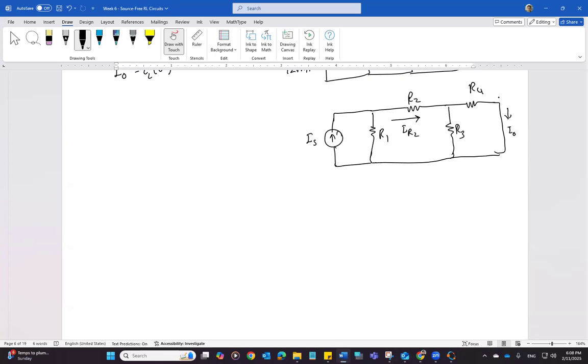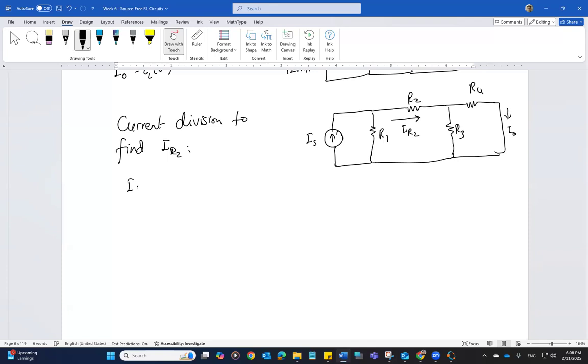So that's the plan. So let's apply current division to find IR2.